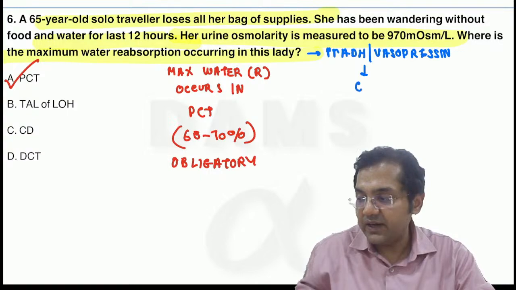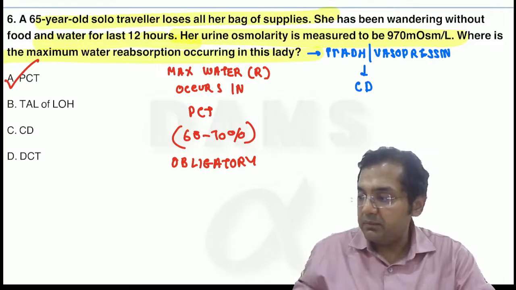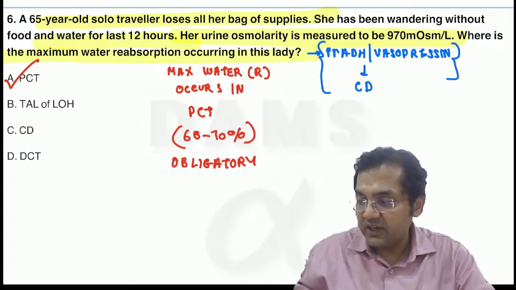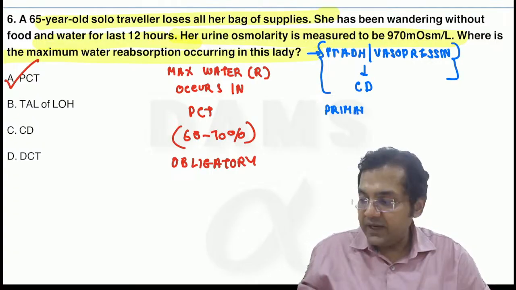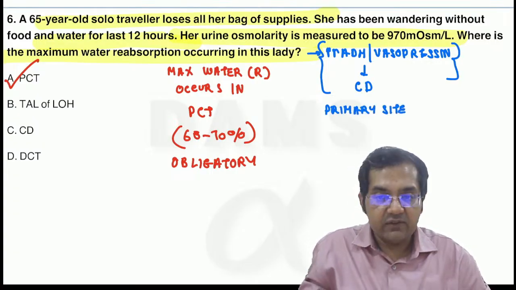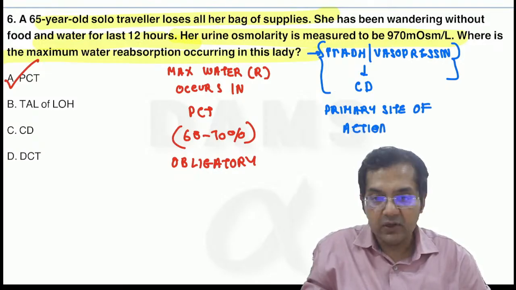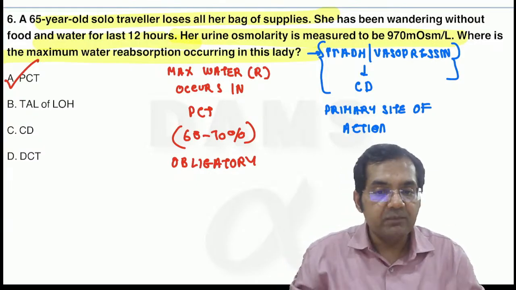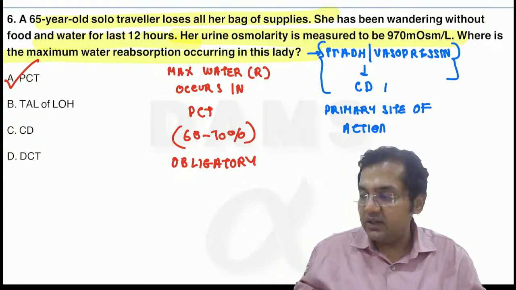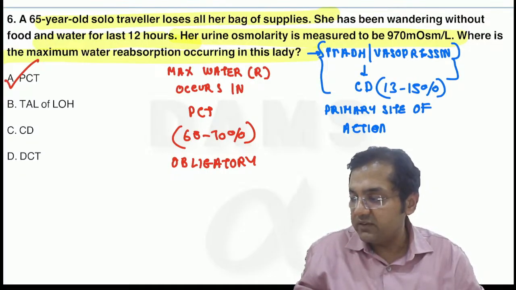So if I ask you a question like this, then the answer is ADH, but please remember that will only be the answer if I ask you the primary site of action of ADH, right? So whether the ADH is there or not, maximum water is still reabsorbed where? Yes, PCT. In the collecting duct, nearly 13 to 15% we say, right? 13 to 15%.